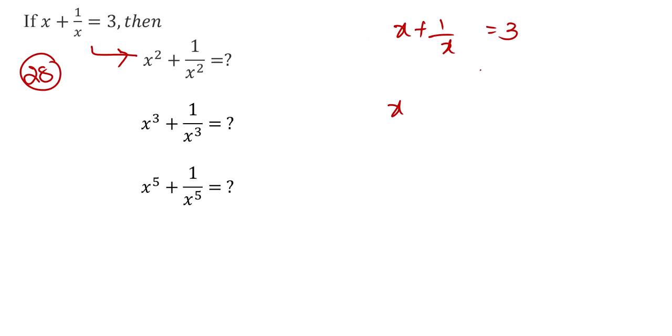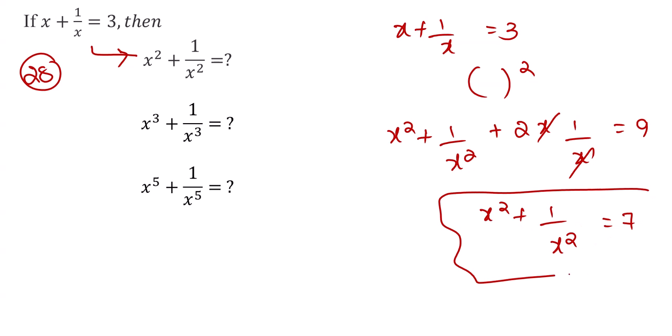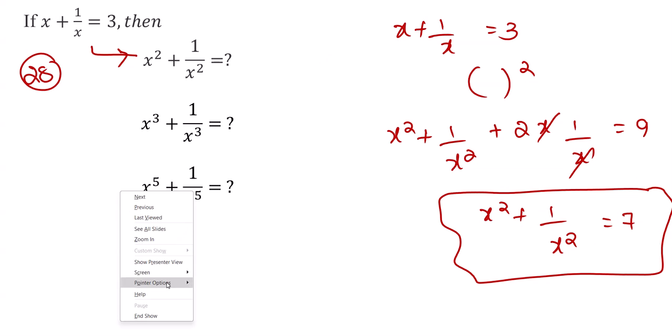Do squaring on both sides. Then it will be x square plus 1 by x square plus 2, a square plus b square plus 2ab. In that, x will get cancelled. So we got 9 minus 2, that 2 will go to that side, and we'll get it equal to 7. x square plus 1 upon x square is nothing but equal to 7.